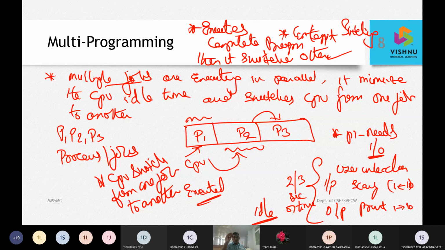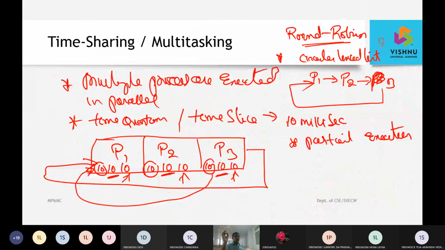That means one job went for an IO, which means the CPU was idle. So that idle time will be minimized by assigning the CPU a new job. We will switch the CPU from one job to another. We call it context switching. Again, when that process comes back from IO, it is going to be executed. So multiple jobs are going to be handled. That is where this multiprogramming concept came from.